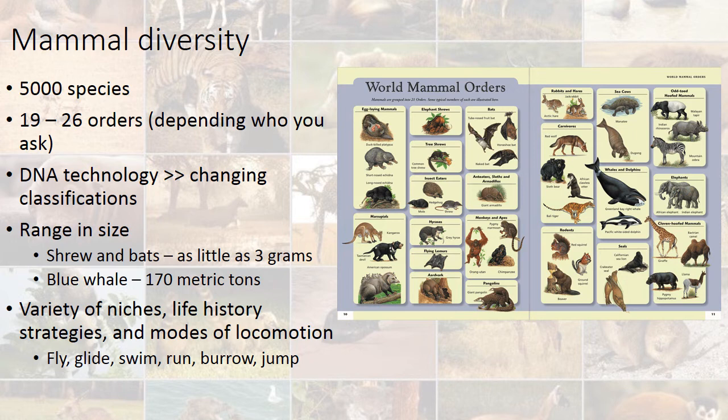Pretty impressive. There's also a variety of niches, life history strategies, and modes of locomotion exhibited across the diversity of mammals. There are mammals that fly, glide, swim, run, burrow, jump. Almost any form of locomotion you can imagine, mammals will do it. And it just shows how they can adapt to different situations and different environments over time.